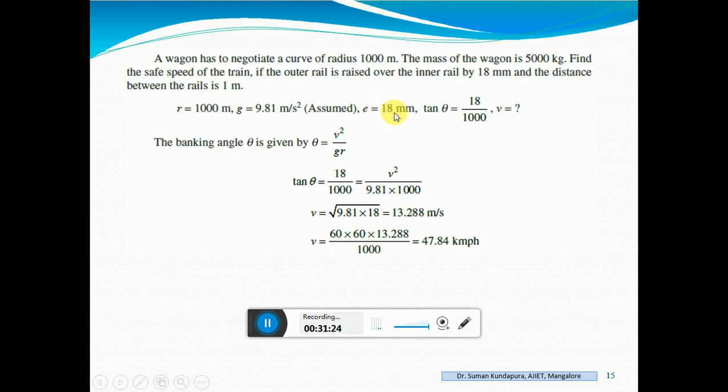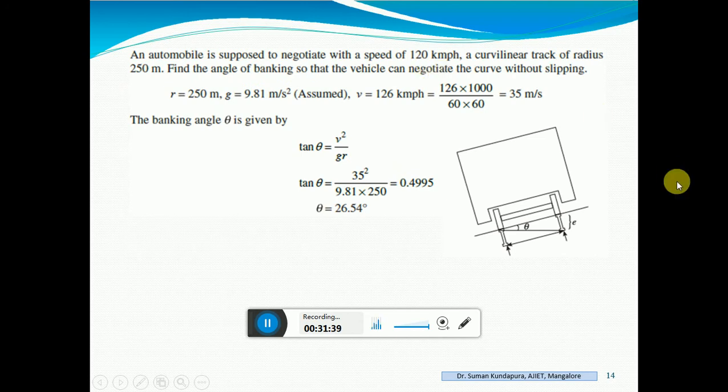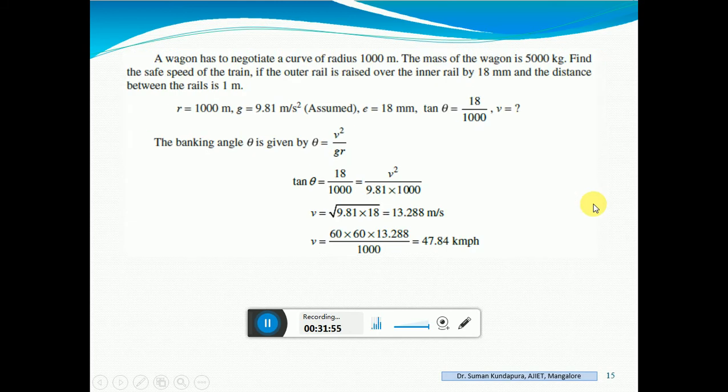E is, as I told you, the super elevation, that is, with respect to the inner rail how much it is raised. The outer rail is raised by 18 with respect to the inner rail. This distance is given as E as 18 and this distance between the rails is given as 1 meter.